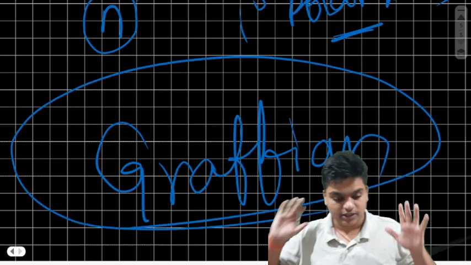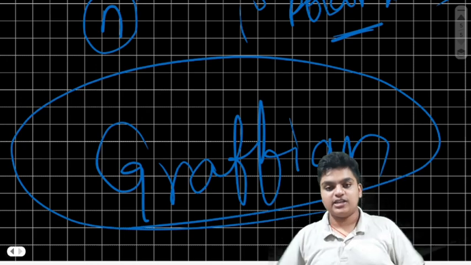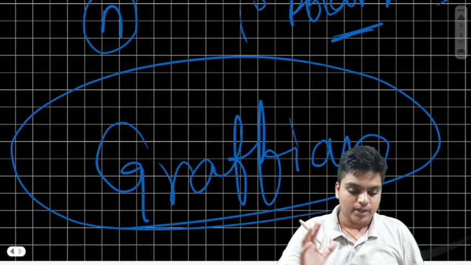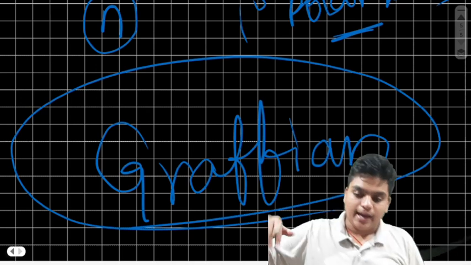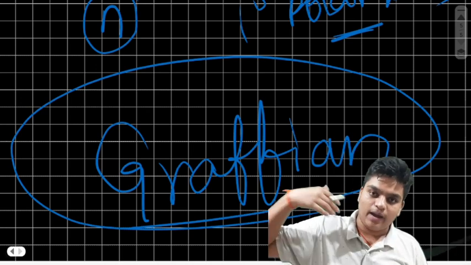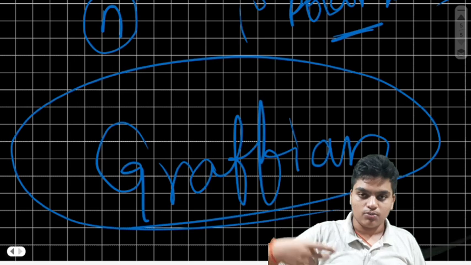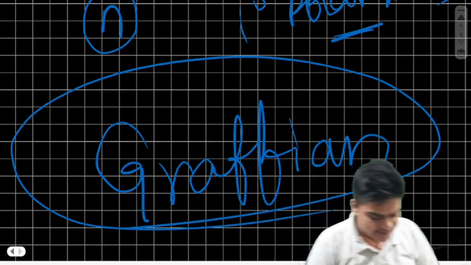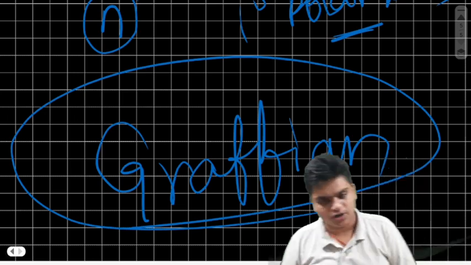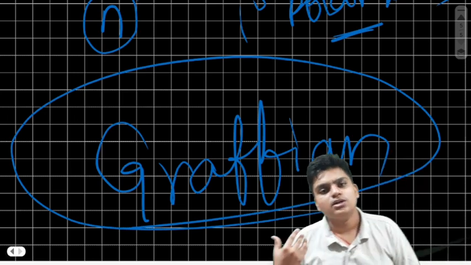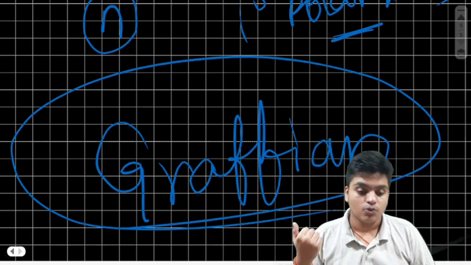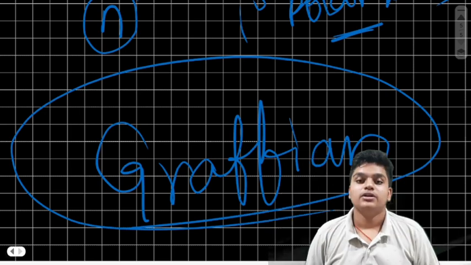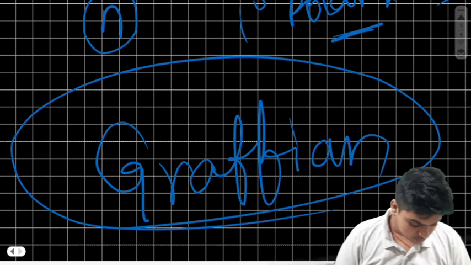The Graafian follicle is the last stage of follicular development, and at the time of the LH surge, this LH hormone is stimulated and released, and it ruptures this Graafian follicle in order to release the ovum outside. We will talk about that in the menstrual cycle in the next video.